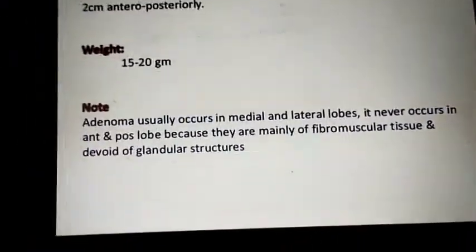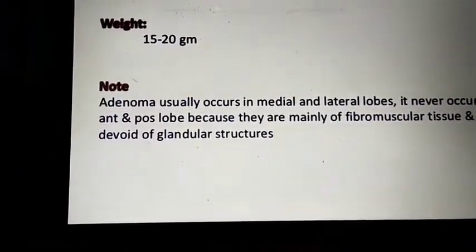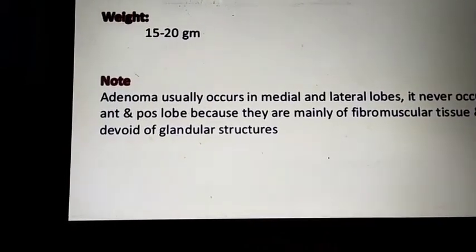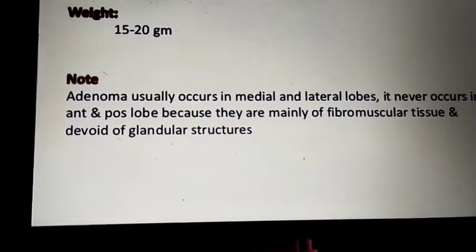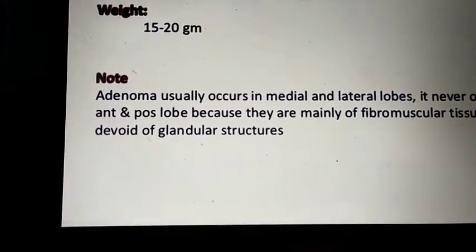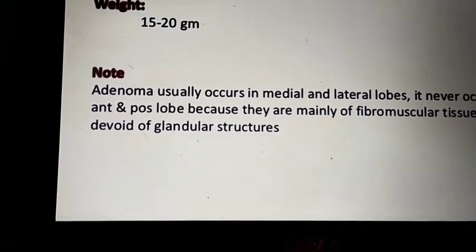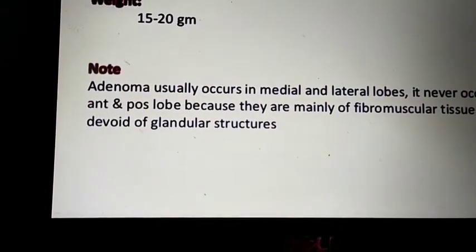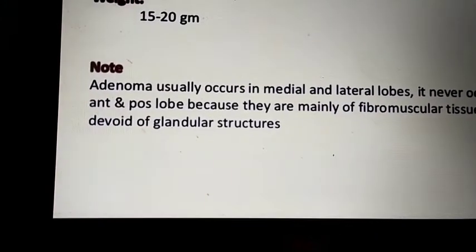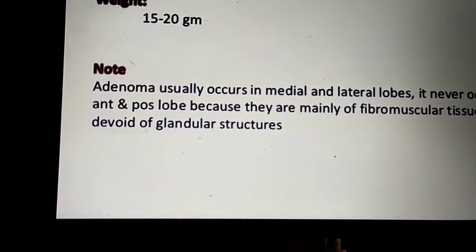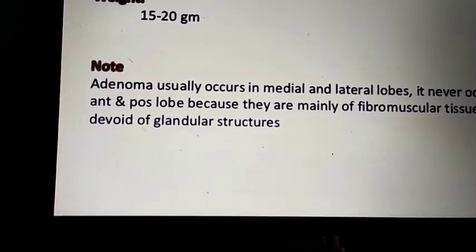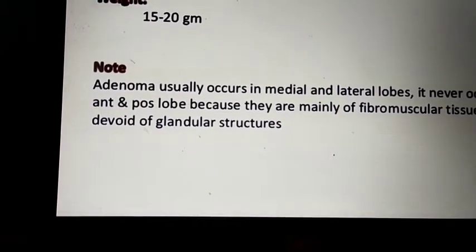Adenoma means tumor of a gland. These are glandular tumors; in the breast you can see them as fibroadenoma. Any tumor that occurs in a gland is called an adenoma. In this way, adenoma does not occur in the anterior and posterior lobes because they are fibromuscular.